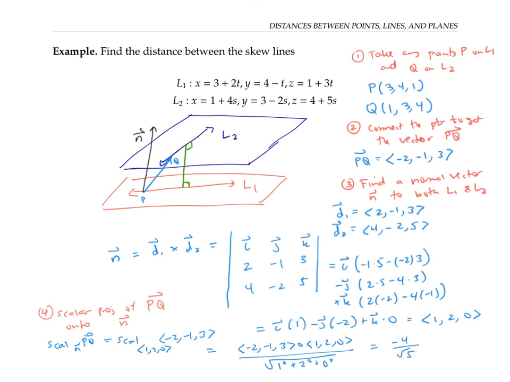Once again, I'm getting a negative number, but that just means that in the actual configuration, PQ is at a larger than 90 degrees angle from the normal vector that I'd chosen. If I happen to choose the normal vector in the opposite direction, I would have gotten a positive number. To find the distance, we'll just take the absolute value and get 4 over the square root of 5 as our final answer.